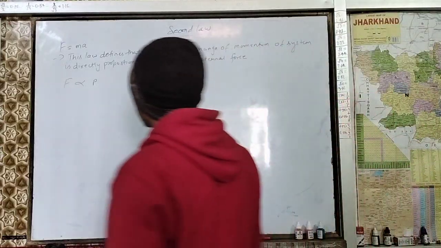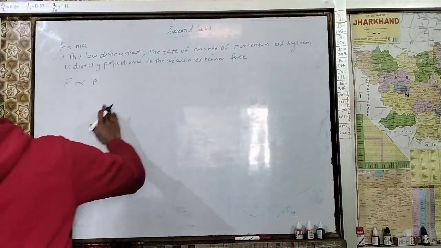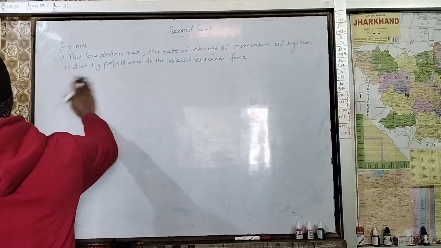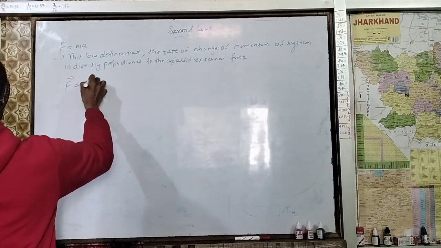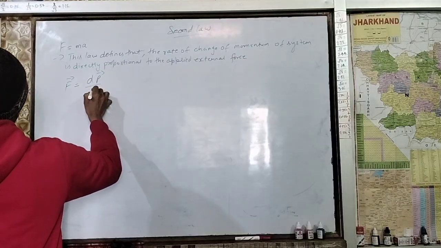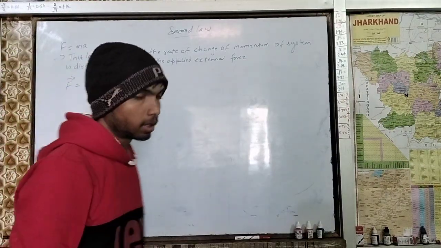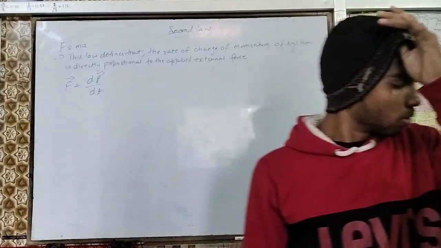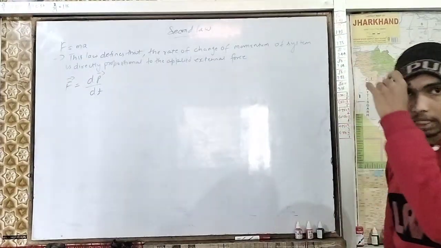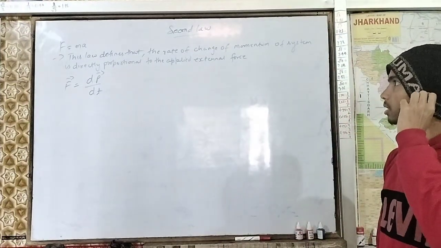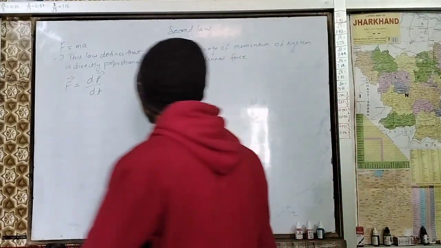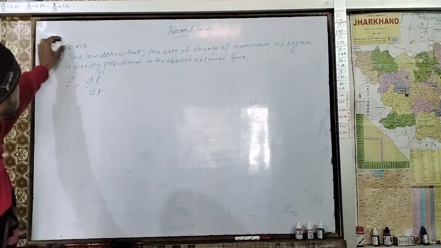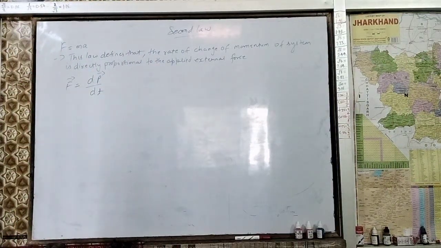But in the language of vectors, we write it like this: vector F is equal to dp upon dt. Remember, momentum changes with respect to time, dp upon dt. This is our exact definition, the exact equation of the second law. F is equal to dp upon dt. From this equation, we will get F is equal to m a.